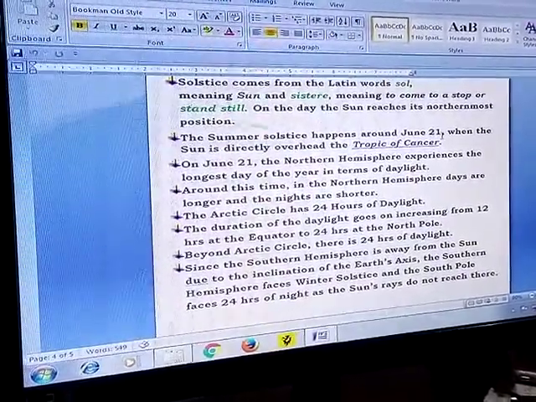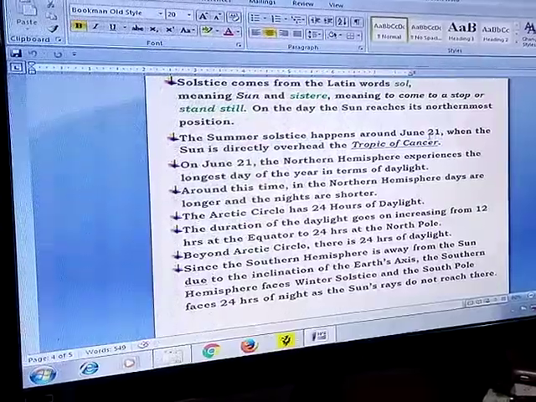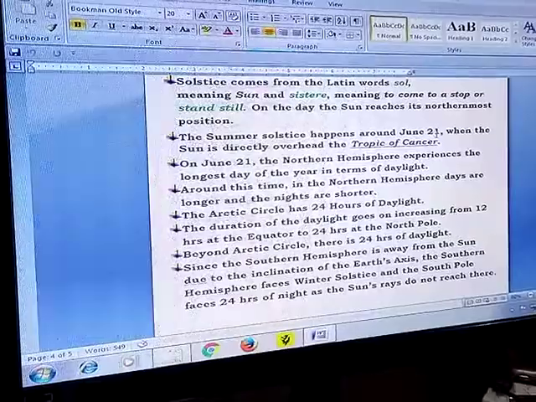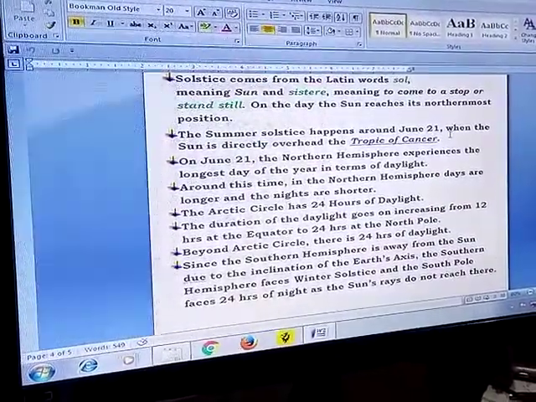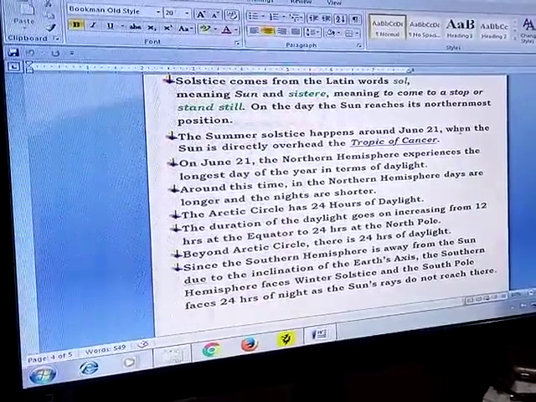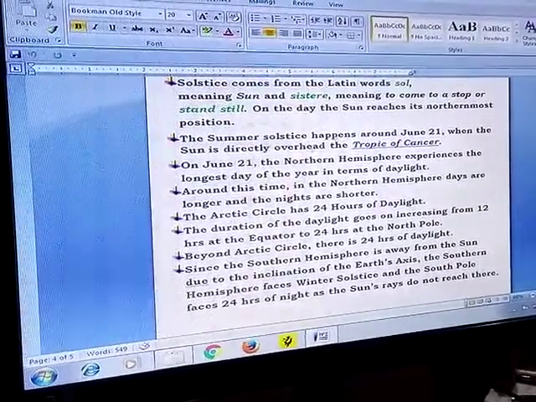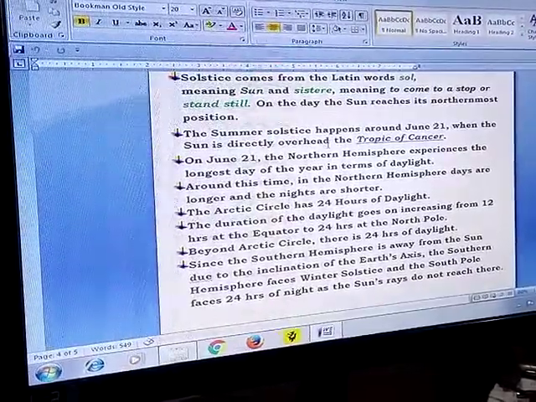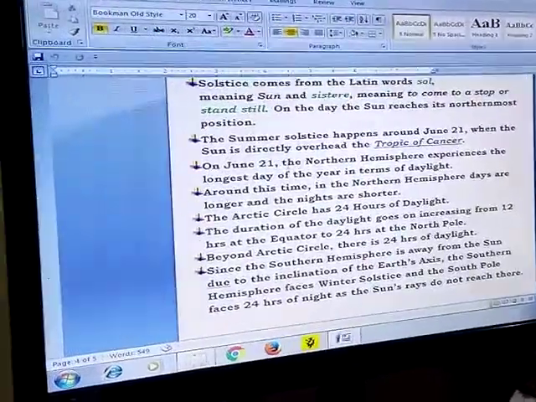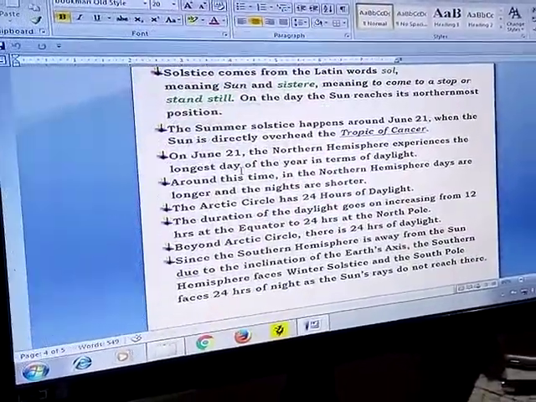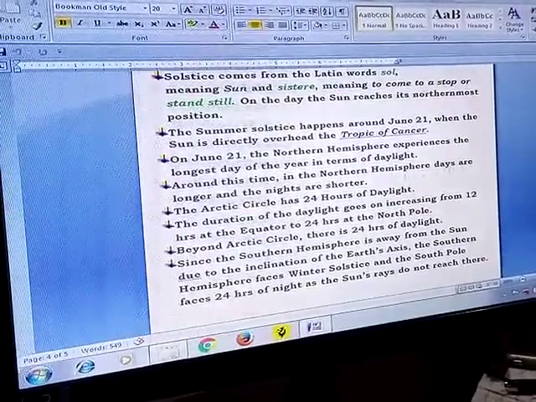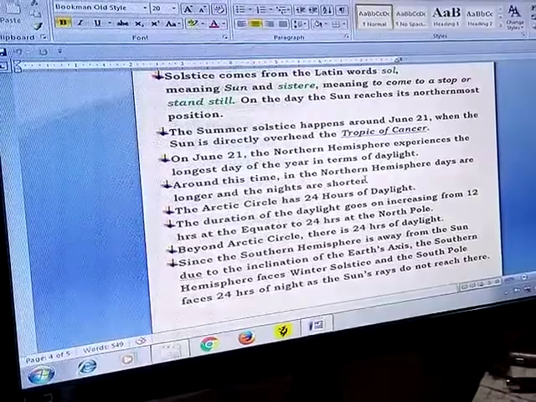This year, 2020, we will have the summer solstice on June 21st. However, from the examination point of view, you are supposed to remember the June solstice or summer solstice as 21st of June in the northern hemisphere. What happens this time? The sun is directly vertical over the Tropic of Cancer. On June 21st, the northern hemisphere experiences the longest day of the year in terms of daylight. Around this time, the northern hemisphere days are longer and the nights are shorter.